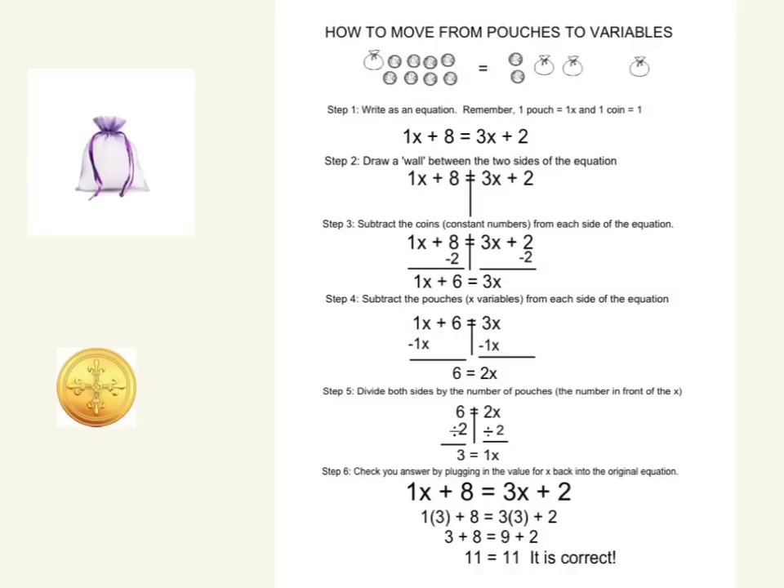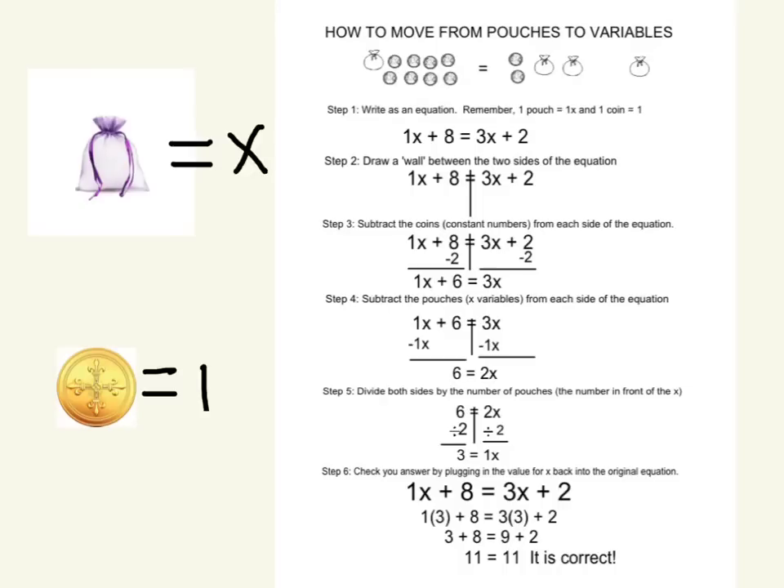This page right here is going to be helpful for you when you're completing your classwork and your homework. Feel free to pause it and use this as a guide as I show you how to move from using the coins and pouches into using numbers and variables. And then from there, being able to solve it using the same strategies we used yesterday.